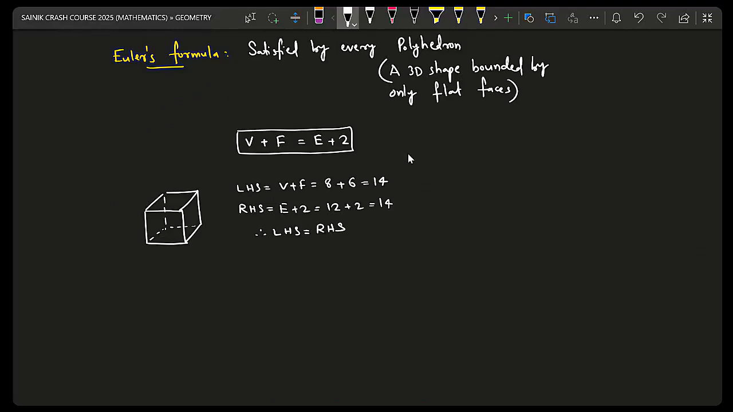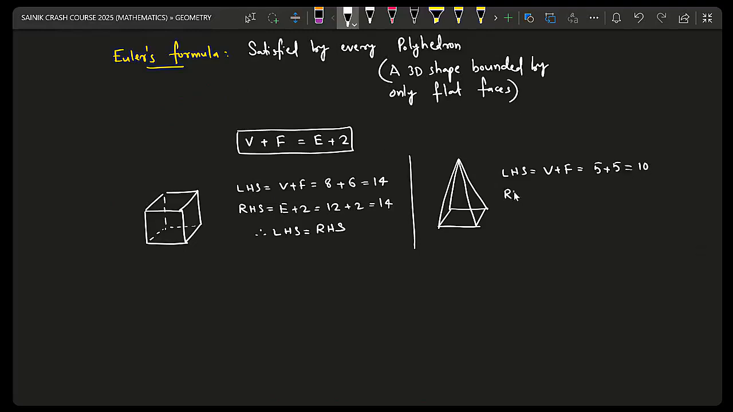Let's take one more example of a polyhedron. Let me take a square pyramid. The square pyramid is bounded by only flat faces. There are no curved faces. Let's write the LHS, V plus F. The number of vertices for the square pyramid: there are 4 vertices at the bottom and 1 vertex at the top, total 5 vertices. Plus faces: 4 lateral and 1 at the base, so 5. So 5 plus 5 we got 10.